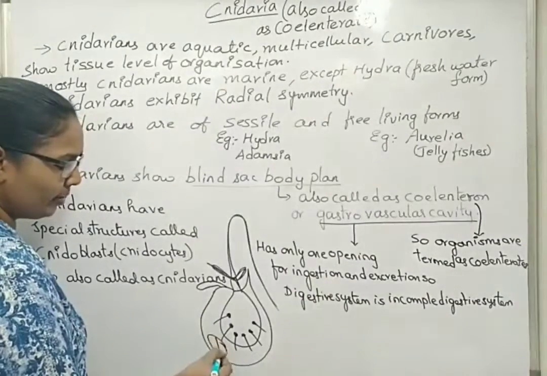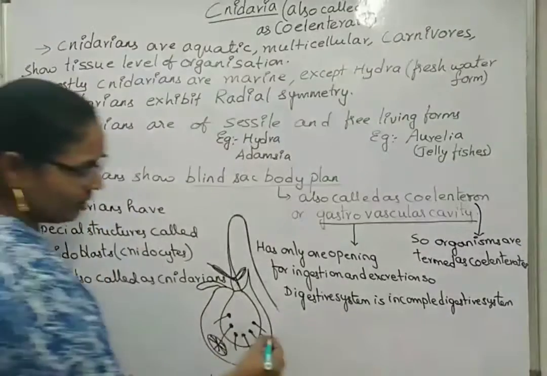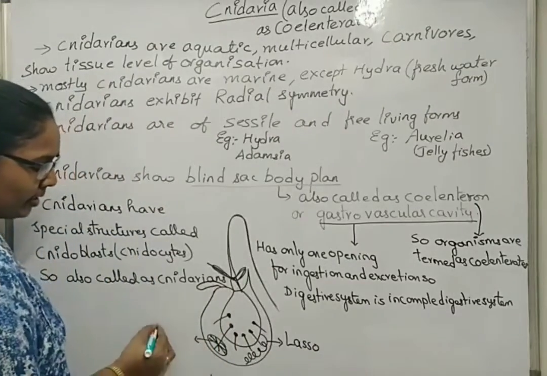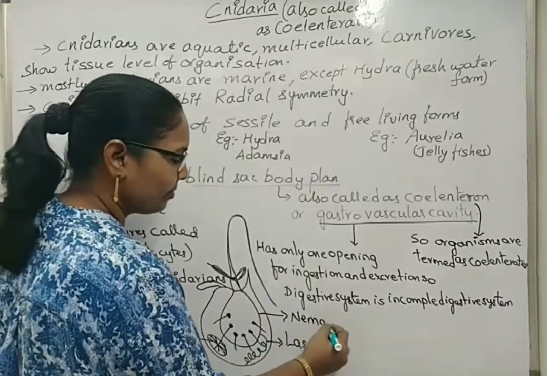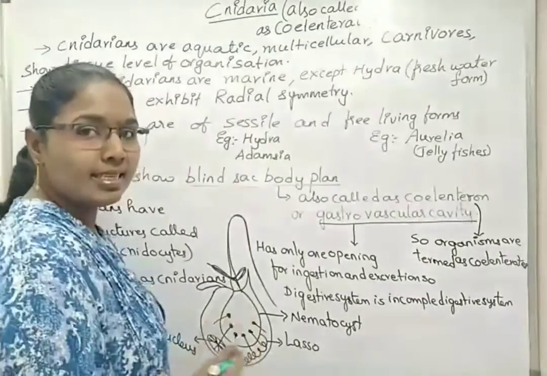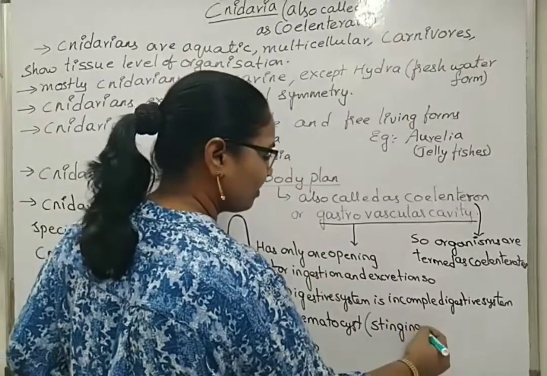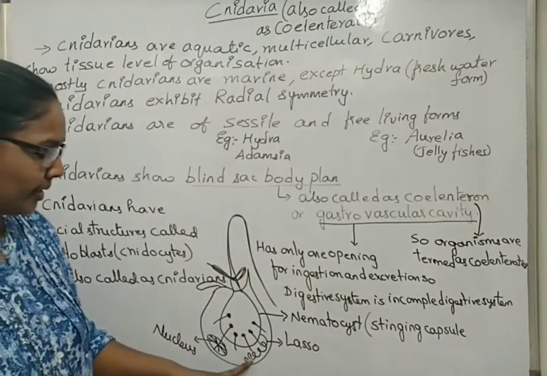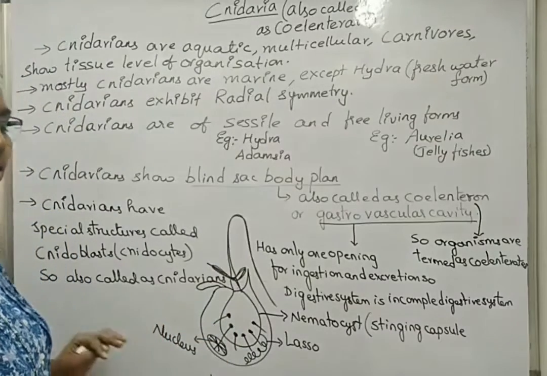Next, here will be one nucleus and here will be one lasso. This structure is called the lasso and this is the nucleus. This is the nematocyst. This nematocyst is also called a stinging capsule. So, this lasso holds the nematocyst firmly to the cnidoblast or to the organism.